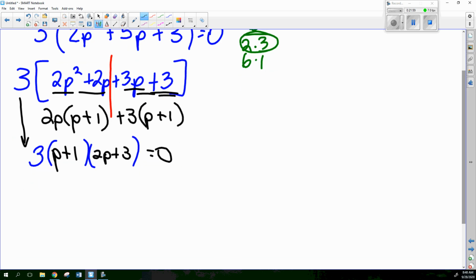Now you need to set each factor equal to 0 and solve for p. If it doesn't have a p, it doesn't give you a solution. So even though I have 3 factors, how many solutions do I have? 2. Janie, what's one of them? Very good. And Brooke, what's the other one? Excellent. Minus 3 divided by 2. Very, very good. Okay, negative 3 over 2. Anybody need to see anything else?